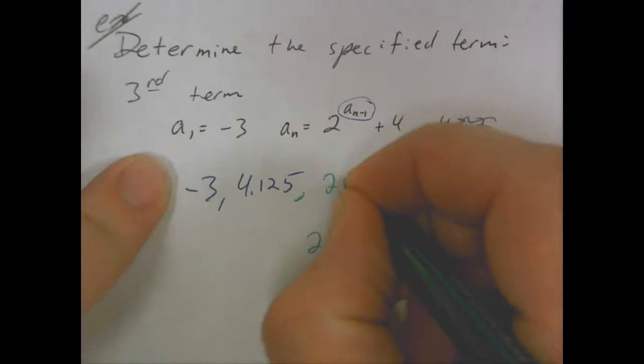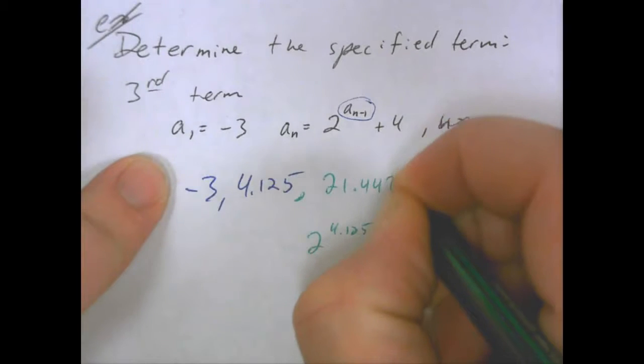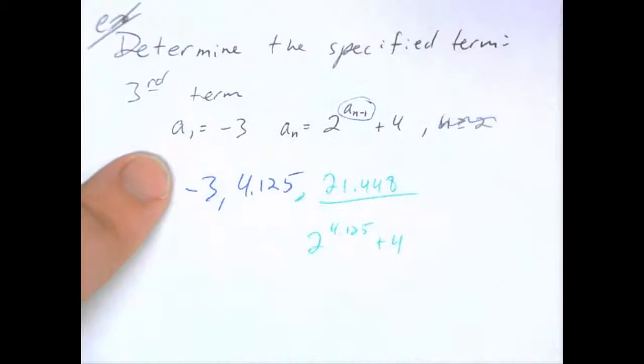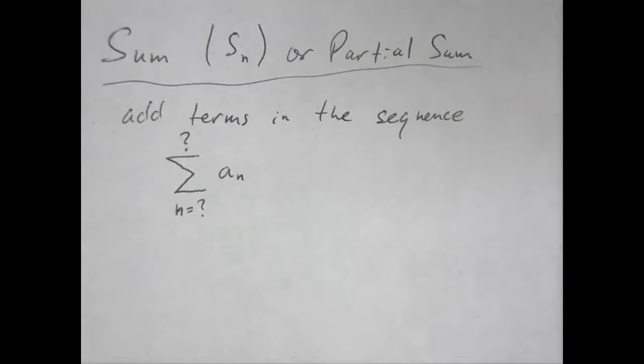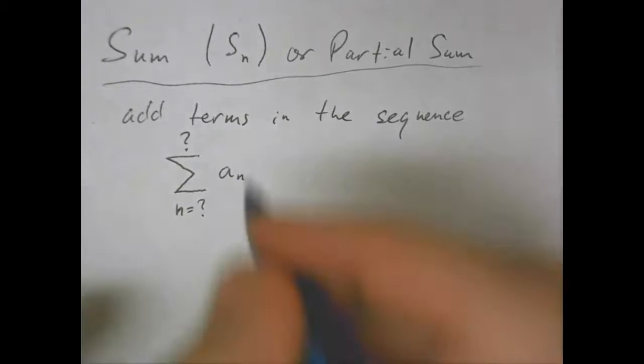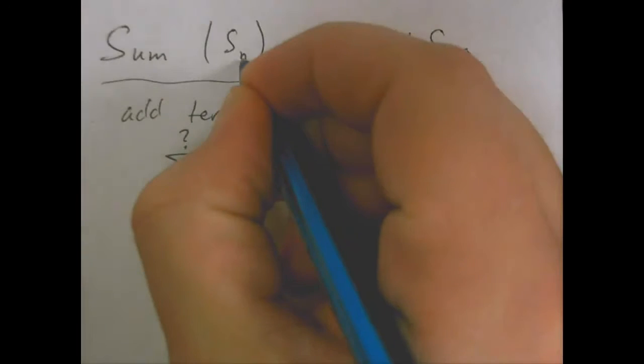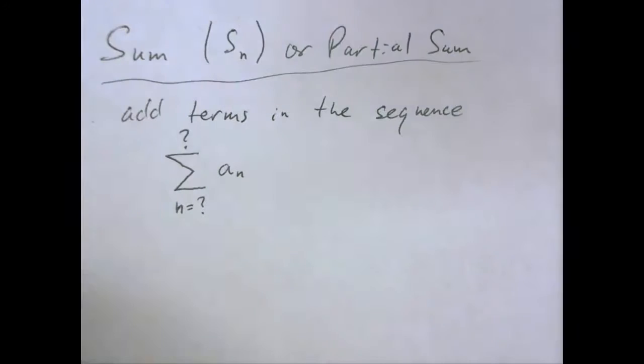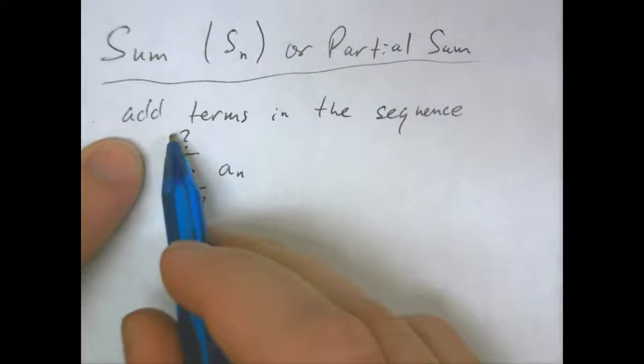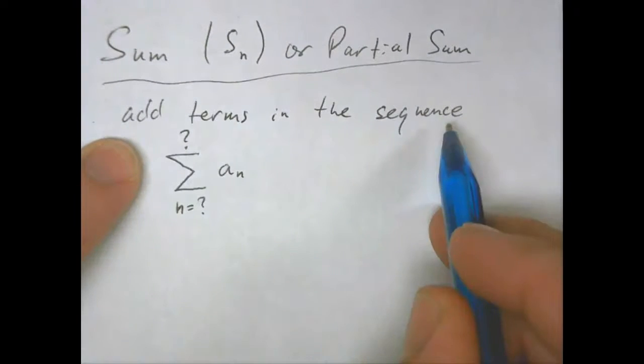And we got 21.448. Yay, third term. Next thing and last thing we're talking about is the sum or partial sum. This S with an n just means the sum of how many terms in the sequence. All you're going to do, don't forget, sum is addition, so you're going to add the terms in the sequence.